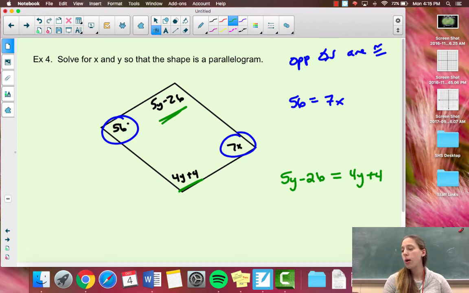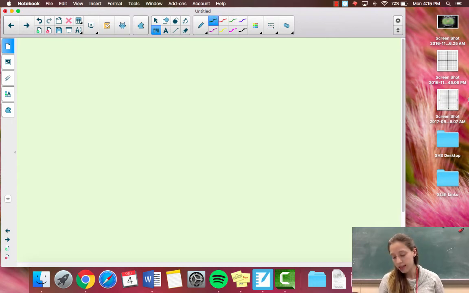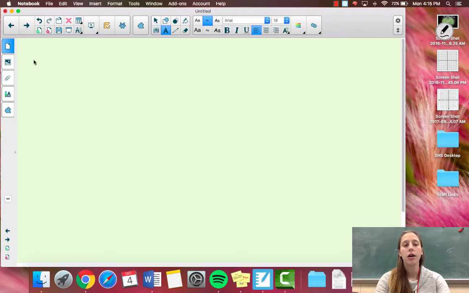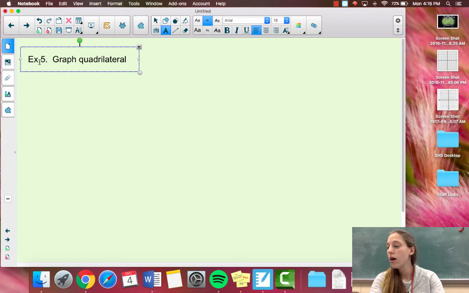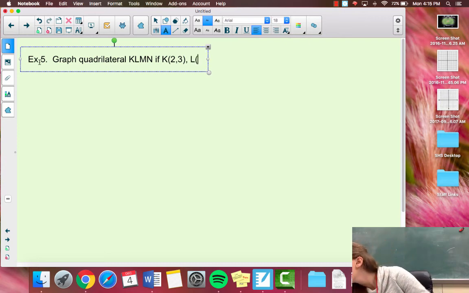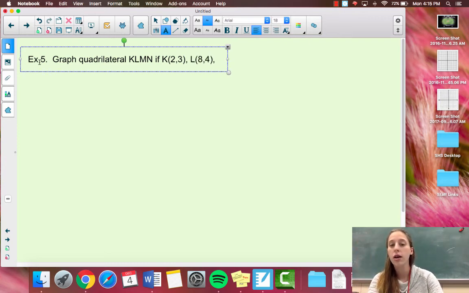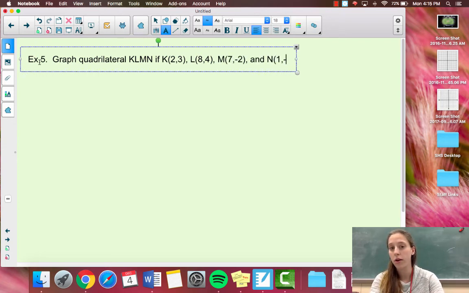All right. We're going to talk about one more example, then we're going to wrap up this section. This next section is if they give you a shape on a grid. Okay, so they might say, let's see, so this will be example, I think 5. Yep, example 5. So it'll say graph quadrilateral K, L, M, N. If K is the ordered pair 2, 3, L is the ordered pair 8, 4, sorry, I looked at my book, M is the ordered pair 7, negative 2, and N is the ordered pair 1, negative 3.